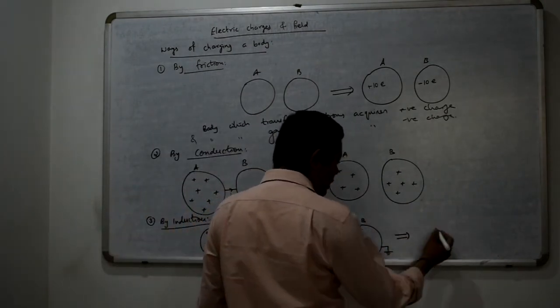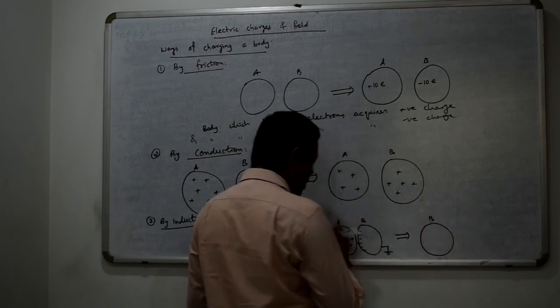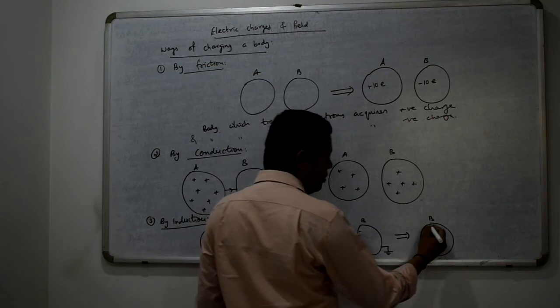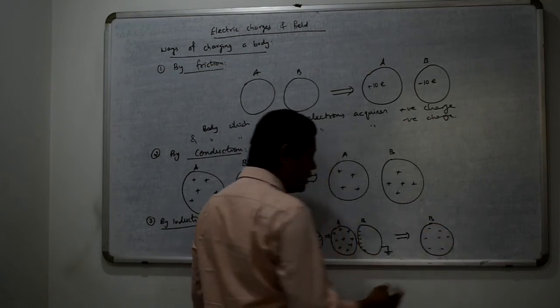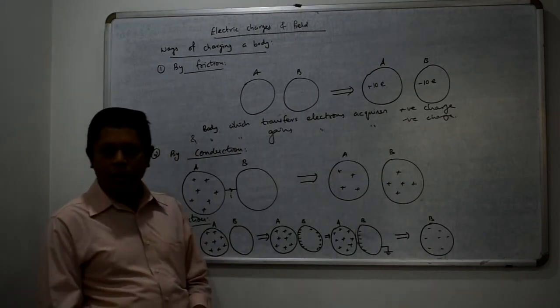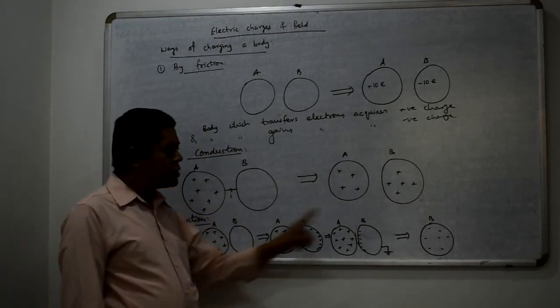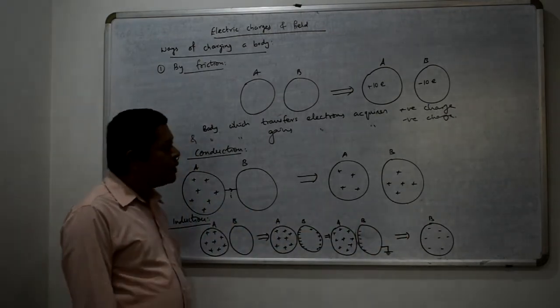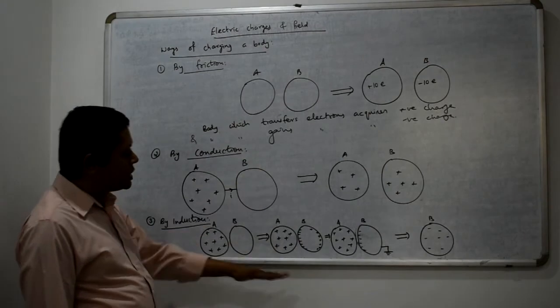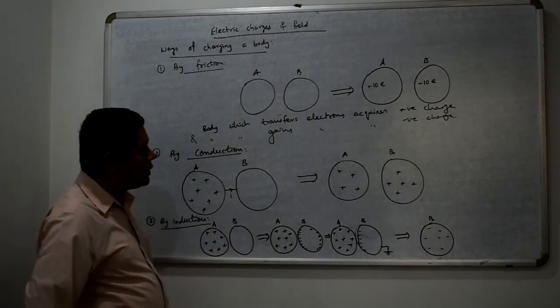Now, if you remove this grounding first, and then remove the body A also, then only body B is left. Whatever charge is on that will be distributed uniformly on the body, and that way body B, which was initially neutral, has now become a charged body. So you can see, all the various ways we are discussing involve a transfer of electrons from one body to another.